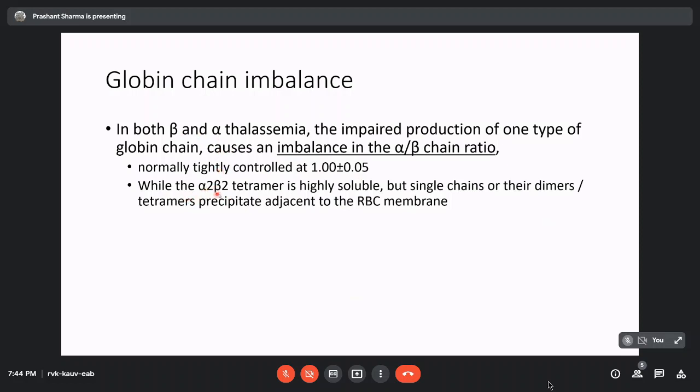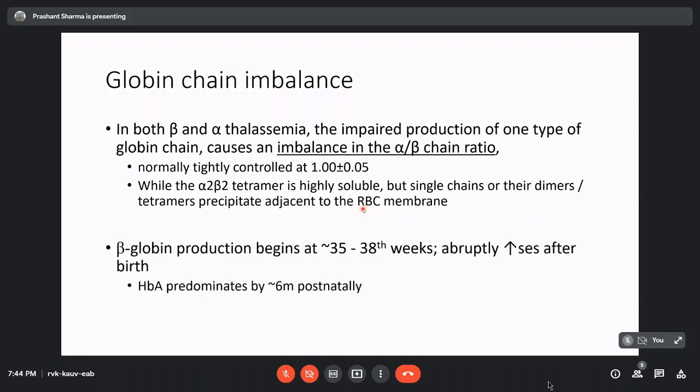While the alpha 2 beta 2 tetramer, which is the adult hemoglobin, is a highly soluble molecule, single chains or their dimers and tetramers tend to precipitate adjacent to the RBC membrane. And this phenomenon is worse for alpha tetramers than it is for beta tetramers. So what it means is that for an equivalent genetic defect, the beta thalassemia with an excess of alpha chains is going to be clinically worse.